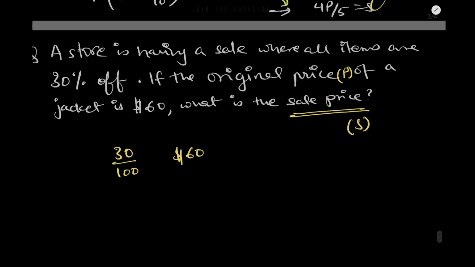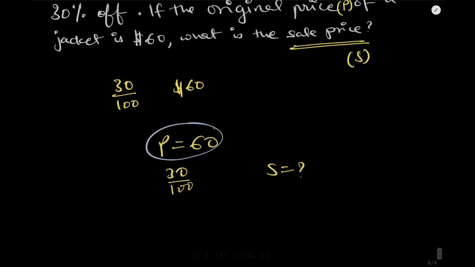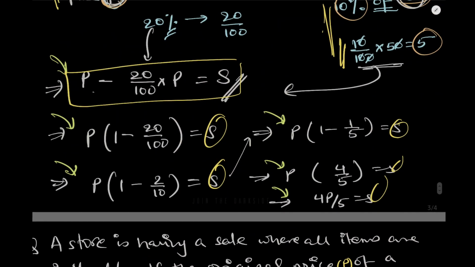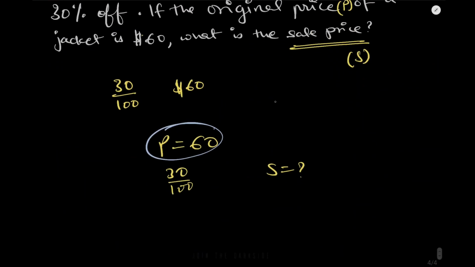Okay, let's read it again: 30% off, if the original price is $60. Okay, great. So P here is 60, and then the percentage is 30 by 100, and S is the question mark. So it's just the same, and we need to put this in the equation here. So let's write it down again. P minus 30 upon 100 into P, which is equal to S.